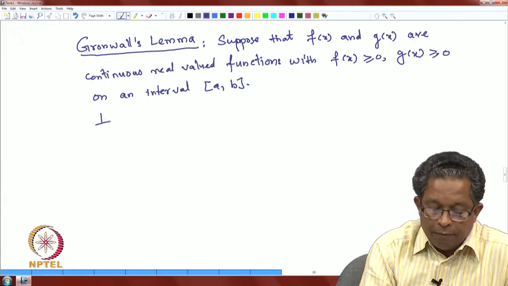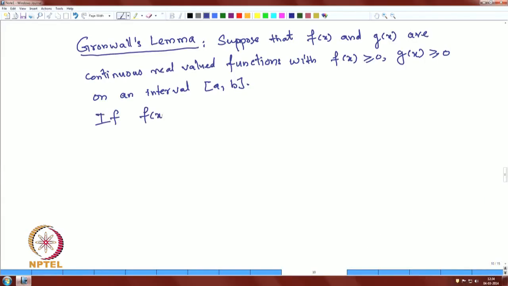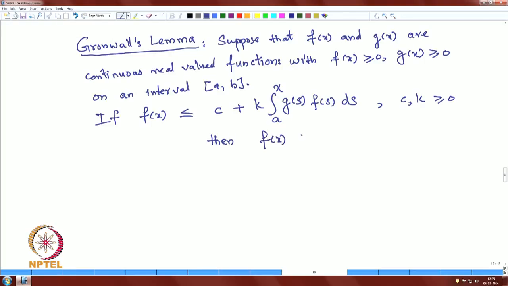then if we have an inequality, that is f of x is less than or equal to some constant c plus k times the integral from a to x of g of s f of s ds, where c and k are non negative constants, then the conclusion is f of x is less than or equal to c times the exponential of the integral from a to x of g of s ds.